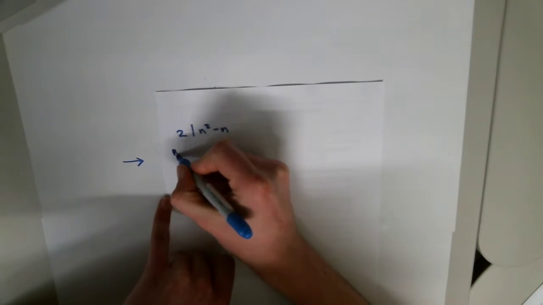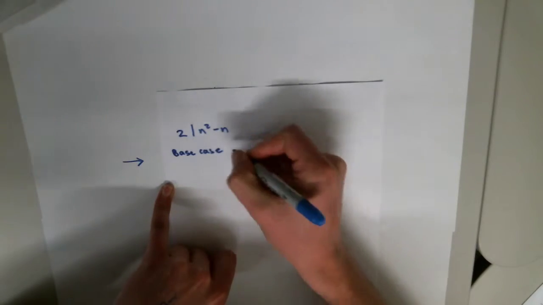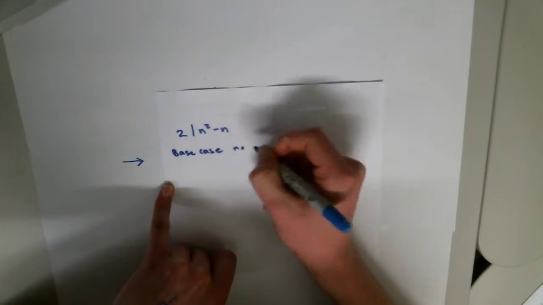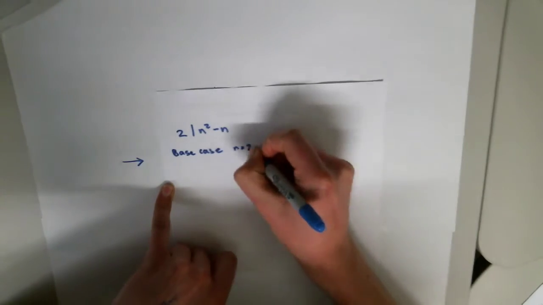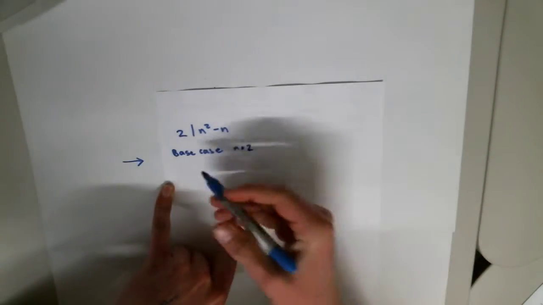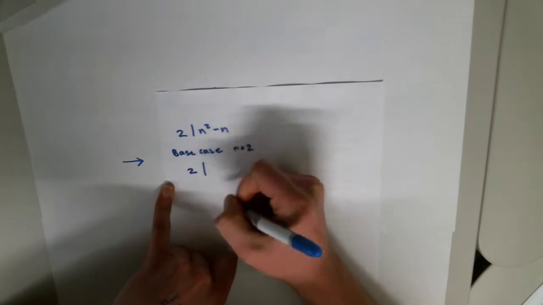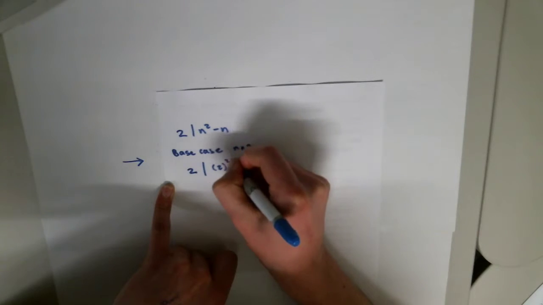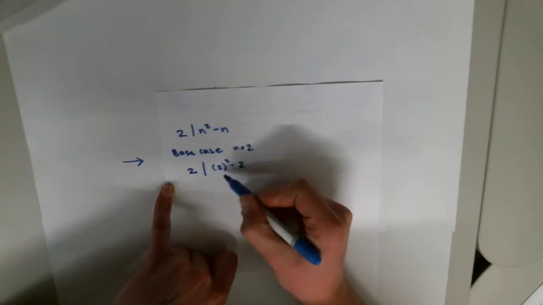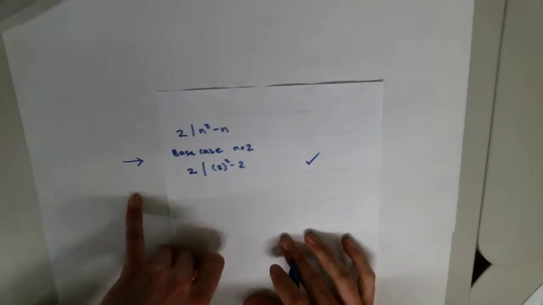So starting off with our base case, we need to show that this holds true for n equals, I'm going to say n equals 2 this time. You can probably figure out why if you substitute n equals 1, but I'm going to let n equals 2 be our base case. So, is 2 divisible by 2 squared minus 2? Yes, it is, because this is 4 minus 2. 2 divides into itself 1 times. Our base case holds true.